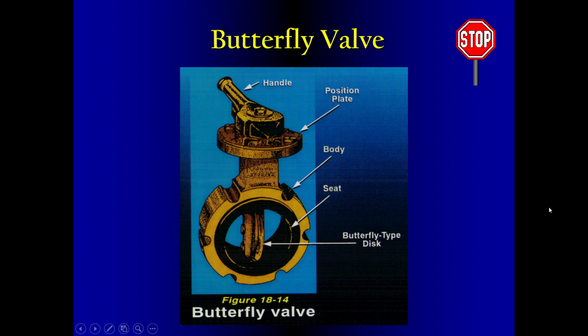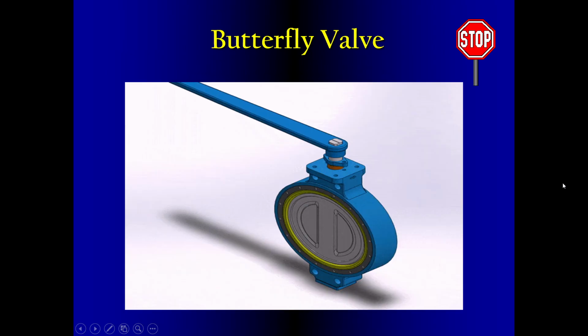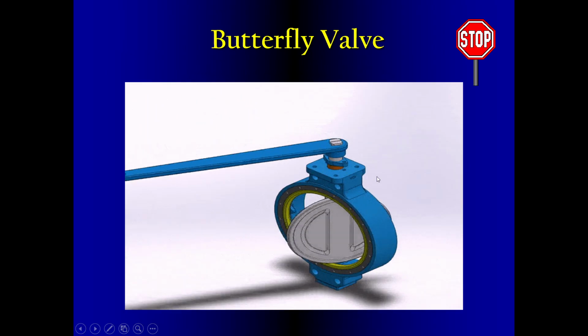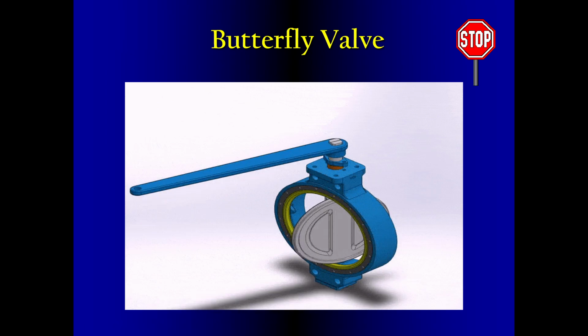So here we can see the construction of the butterfly valve, that is the handle, or here we can use the wheel for moving this butterfly type of disc. Then the body and then the position. This is the butterfly valve construction. Next we can see the animated video of how the butterfly valve works.